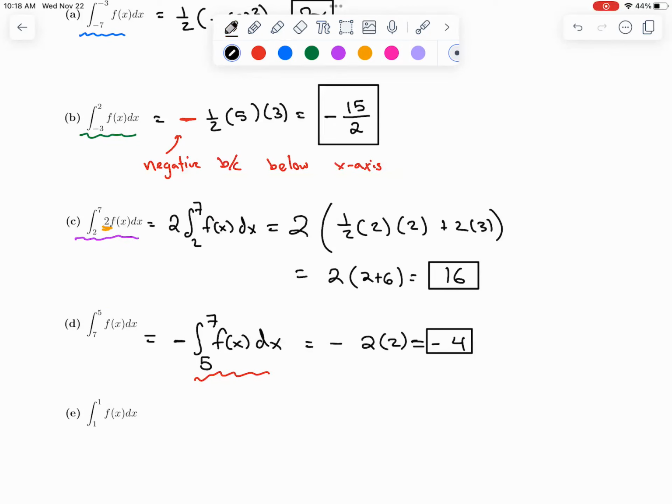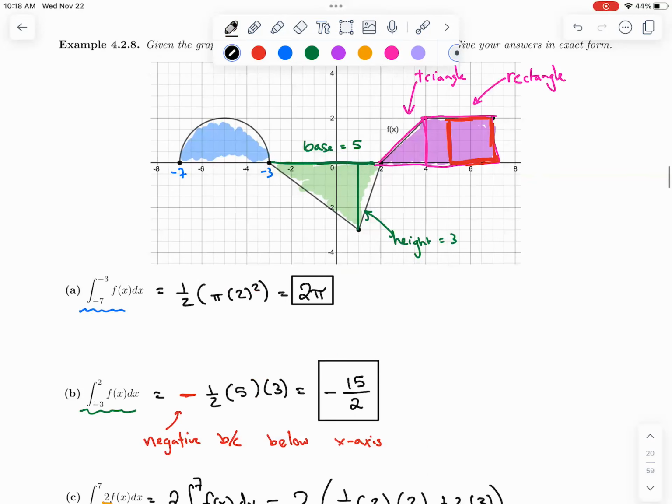Can you show me the graph again? Yeah, sure. Put the square right there. So it's 5 and 7. Yep, because that's what the integral was. It was the integral from 5 to 7.